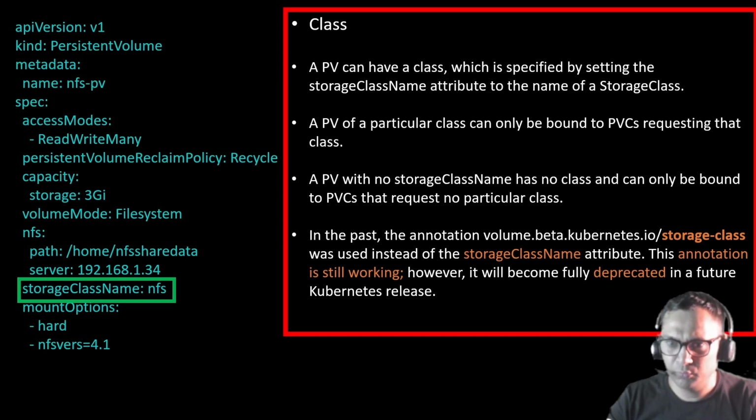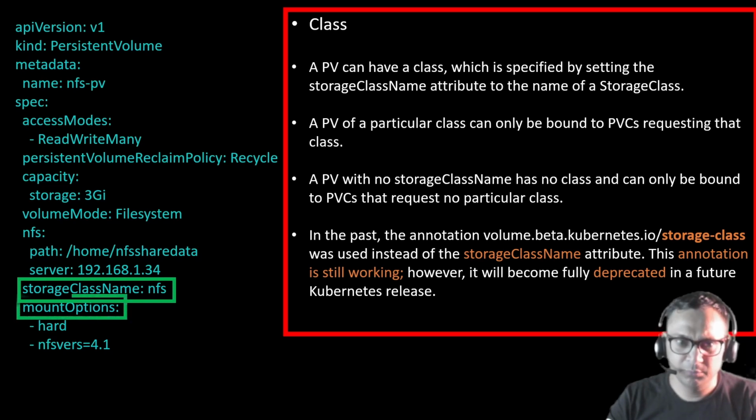In the past, the annotation volume.beta.kubernetes.io/storage-class was used instead of storageClassName. So storageClassName is a new attribute. This annotation is still working. However, it will become fully deprecated in a future Kubernetes release. The storage-class annotation will be deprecated, so instead of using storage-class, you should use storageClassName.